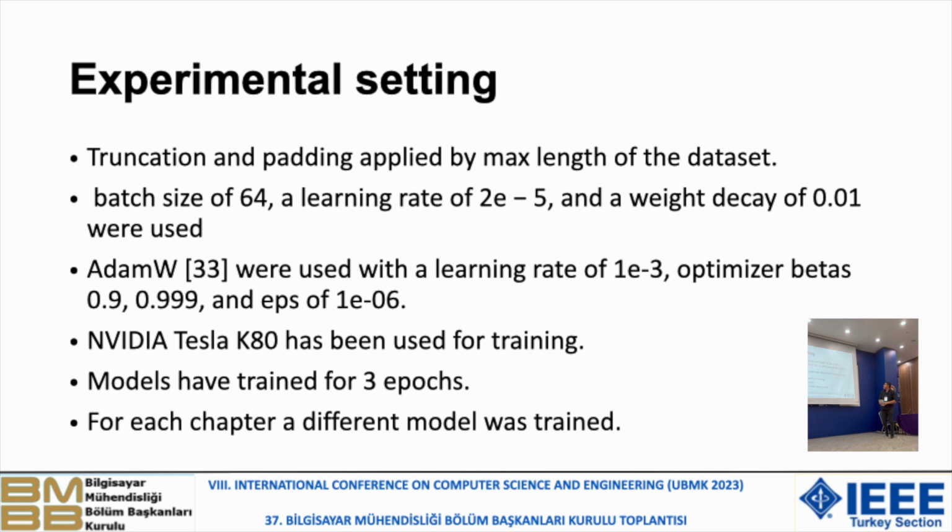Now let's go to the experimental settings. Again, truncation and padding applied. We use batch size of 64, learning rate of 2e-5, and weight decay of 0.01. Again, Adam is used with a learning rate of 1e-3. Optimizer betas are 0.9, 0.999, and epsilon of 1e-6. NVIDIA tools like CUDA are being used for training. Models have been trained for 3 epochs, and for each chapter, a different model was trained with a different dataset.